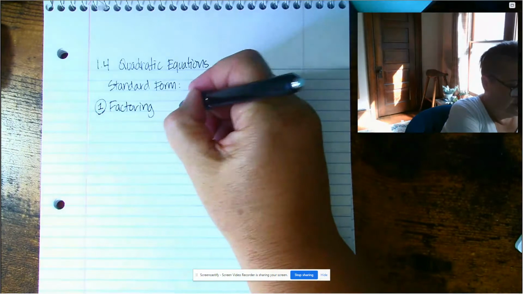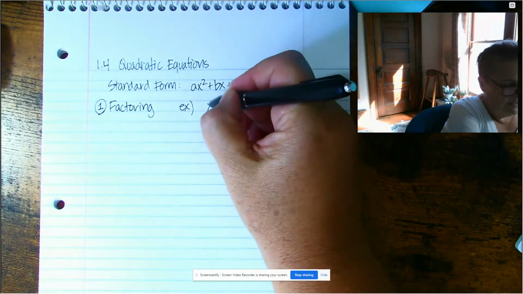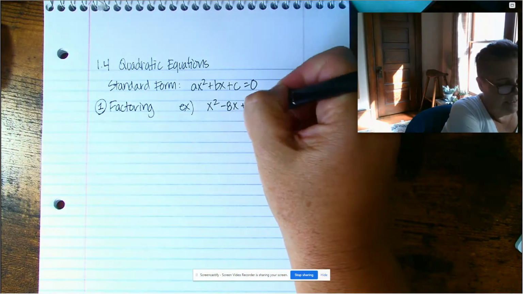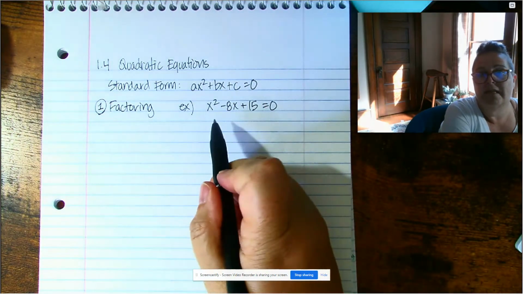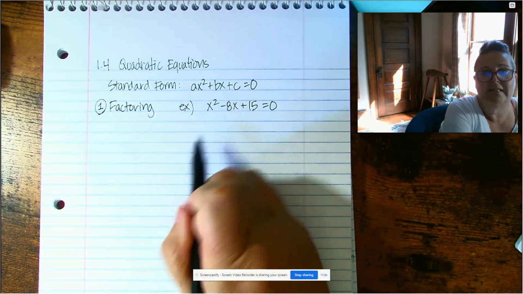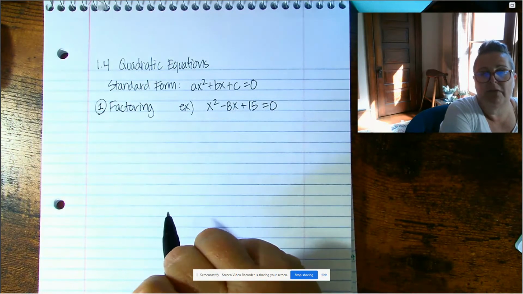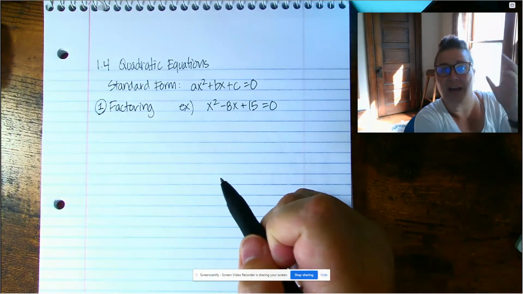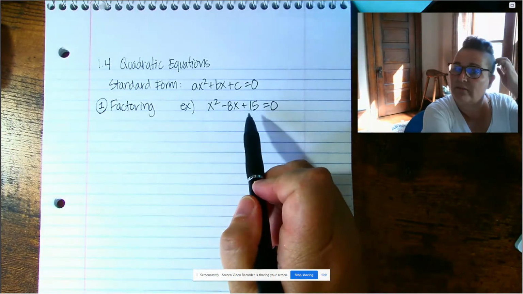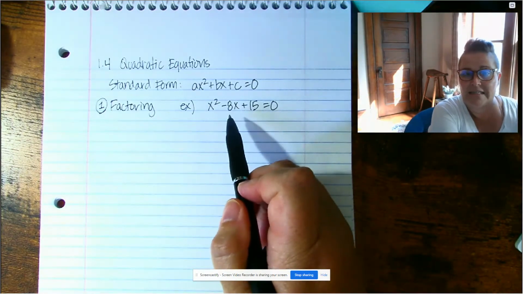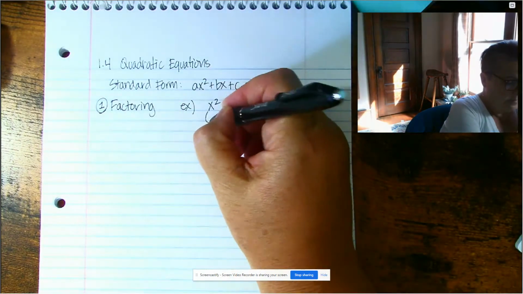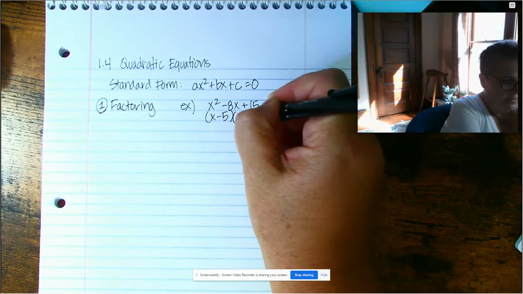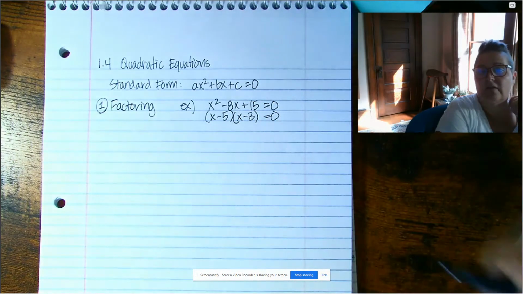As an example of that, we can do x squared minus 8x plus 15 is equal to 0. This is a quadratic equation. I've got x to the second minus 8x plus 15. And when you factor, you think in terms of two numbers that multiply to give me a 15 and add to give me a negative 8. And so these would factor into x minus 5, x minus 3 is equal to 0.